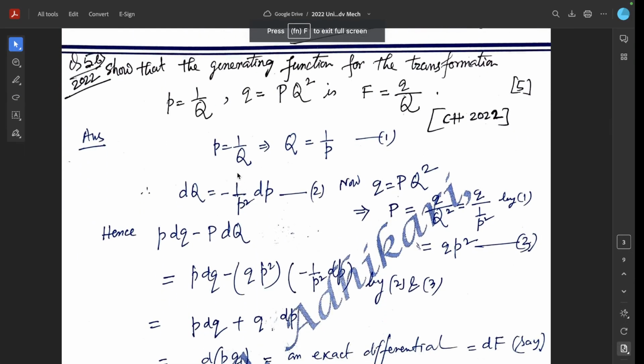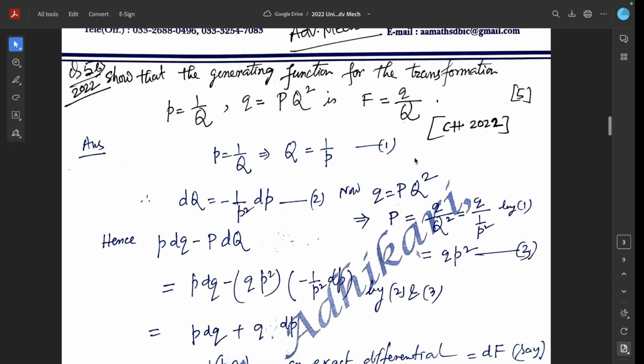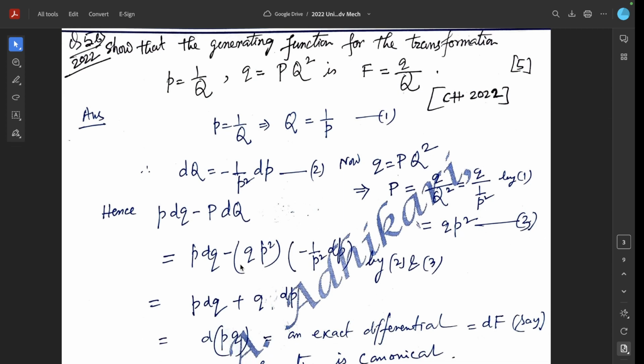So p equal to 1 by capital Q. So capital Q equal to 1 by p and dQ equal to minus 1 by p square dp, and q equal to p Q square. So capital P equal to q by capital Q square, that is equal to q by 1 by p square, that is equal to q p square.